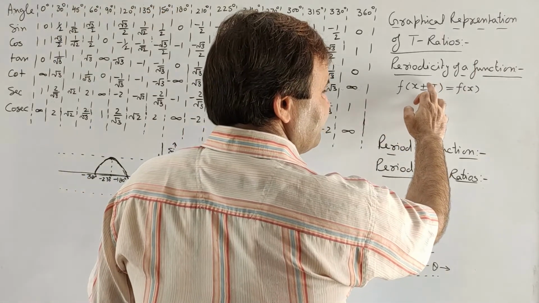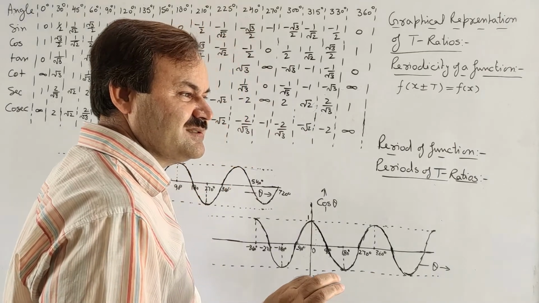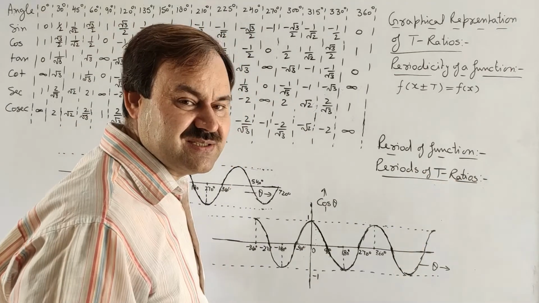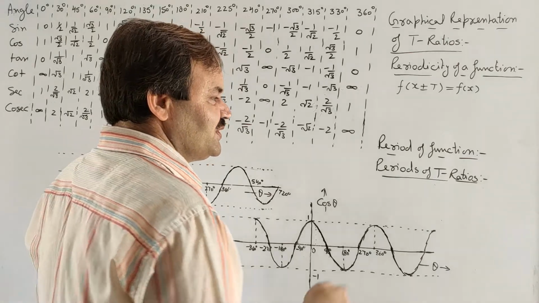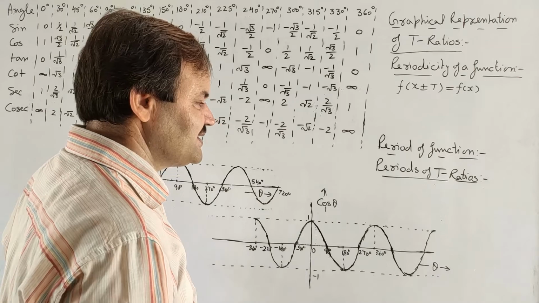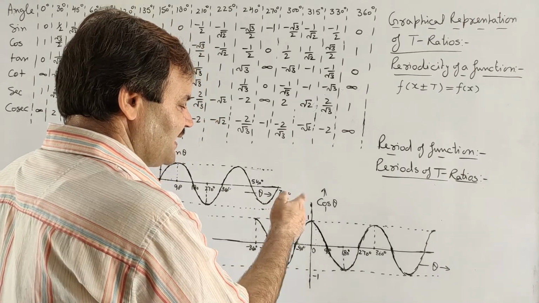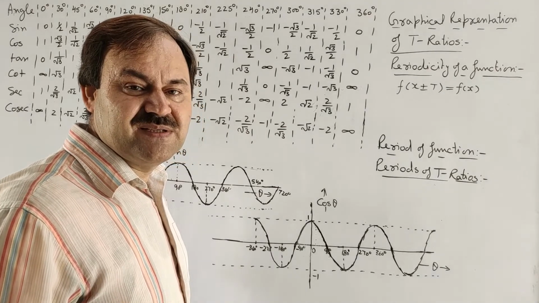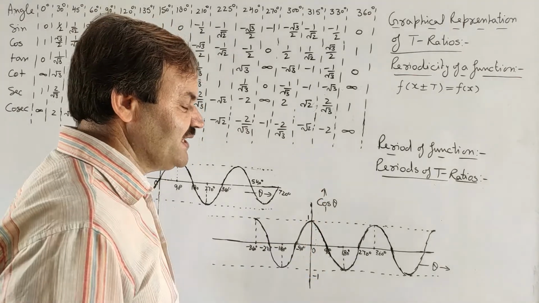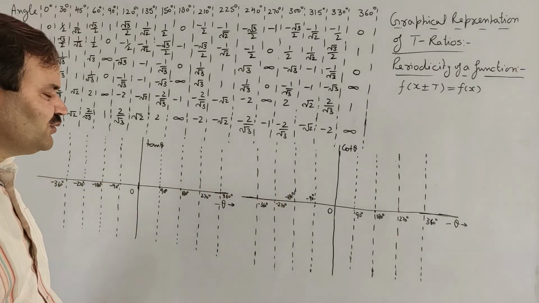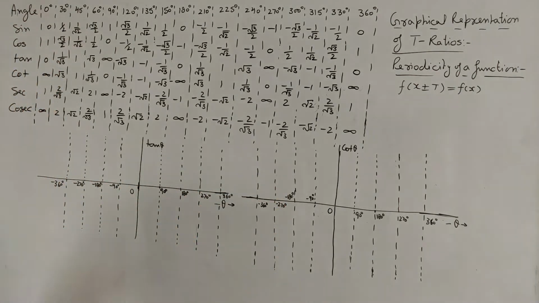So the value of constant after which the function repeats its value is called period of the function. Since sin theta and cos theta are repeating their values after every 2 pi, we can say the period of sin theta or cos theta is 2 pi. Now we will plot the graphs of tan theta and cot theta with angle theta.